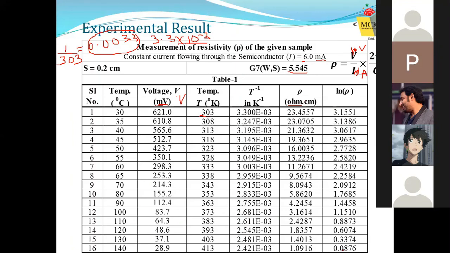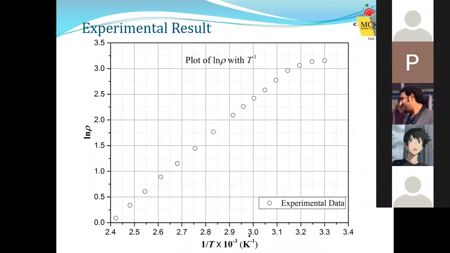The next thing you need to do is plot ln rho along the y-axis and T inverse along the x-axis. Now I was telling you to keep your answers as 2.4 into 10 to the power of minus 3, 2.5 into 10 to the power of minus 3. You have written only 2.4, 2.5, but you should keep in mind that everything is multiplied by 10 to the power of minus 3. You write it just once.